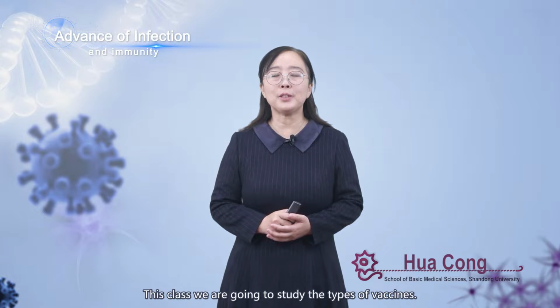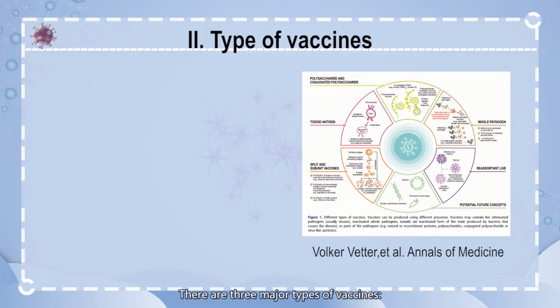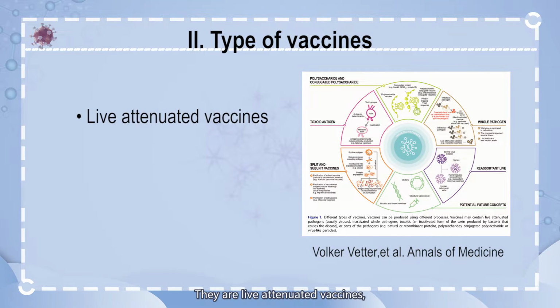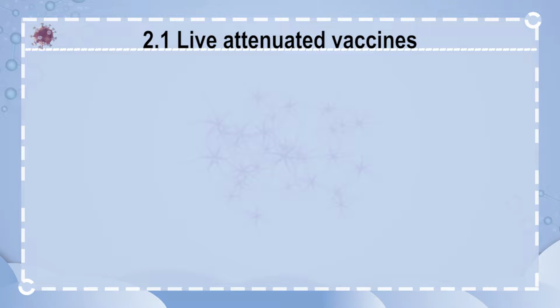Welcome back. This class, we are going to study the types of vaccines. There are three major types of vaccines. They are live attenuated vaccines, non-live vaccines, and nucleic acid vaccines. First, let's introduce live attenuated vaccines.